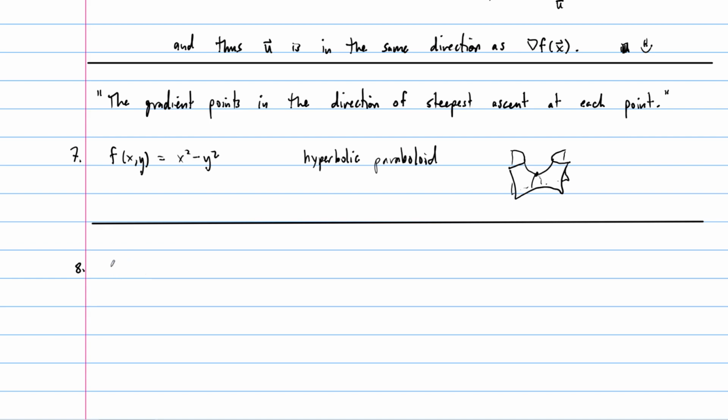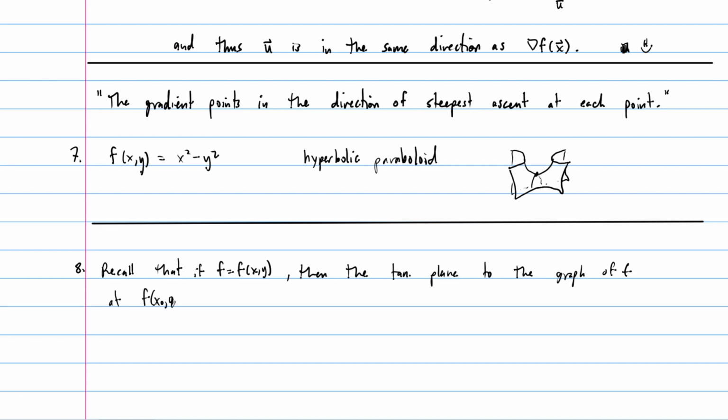But let's think about this. Let's recall that for a function of two variables, if f is equal to f of x, y, then the tangent plane to the surface, so to the graph of f, at a point, so at (x naught, y naught, f of x naught, y naught), is given by the following formula.